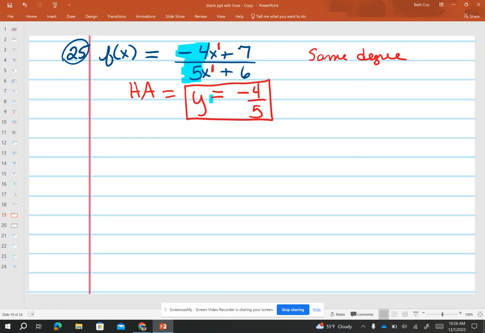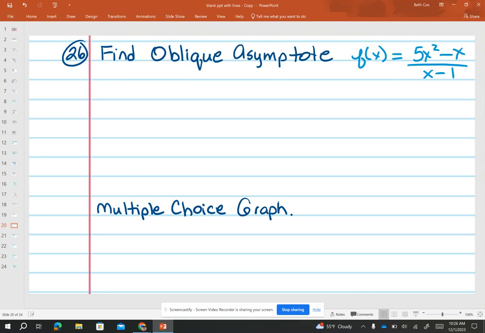Okay. Next up is the oblique asymptotes. We will do those in the next video. And we have some multiple choice in there as well.